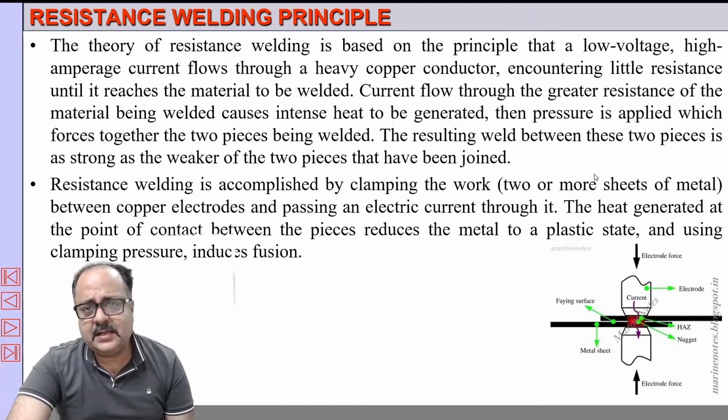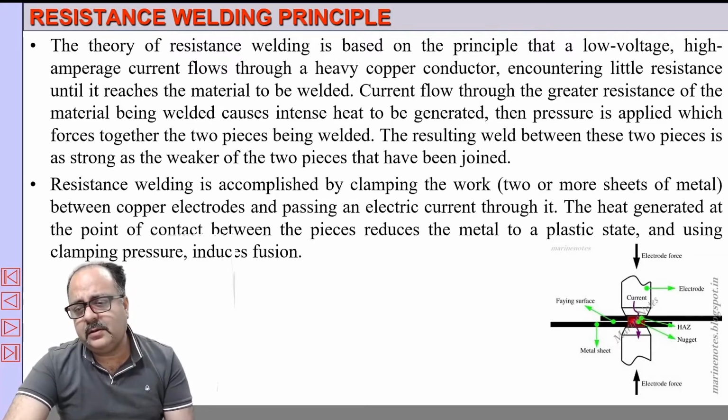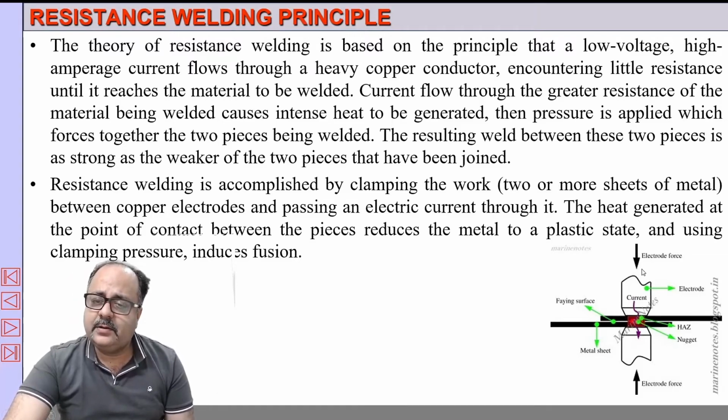As the current is made to pass, because of the resistance to flow of current at the junction between the two metal pieces, which are placed in a lap welding condition in this schematic diagram, this is the faying surface and this is the faying surface. The heat is generated in between the faying surfaces, and because of this heat the temperature increases and reaches almost a melting temperature. Some material may melt, may not melt, and pressure completes the welding. So this is the basic principle of the welding process.